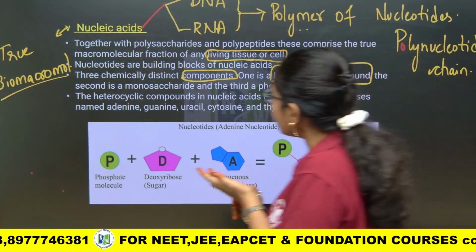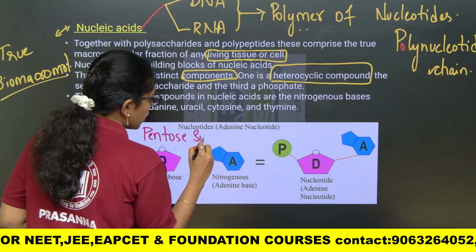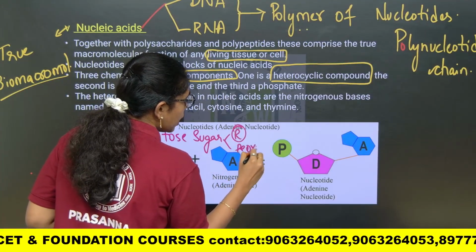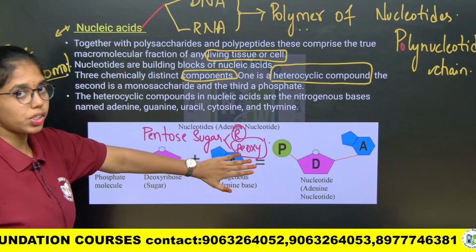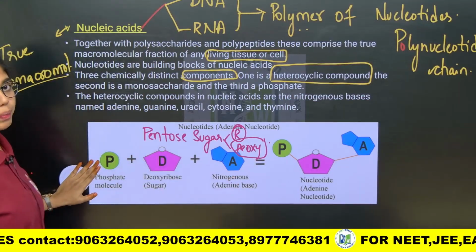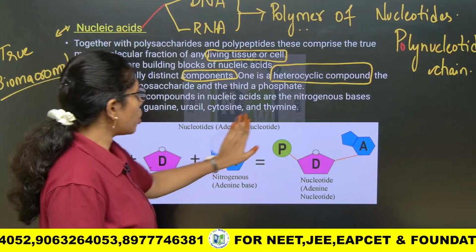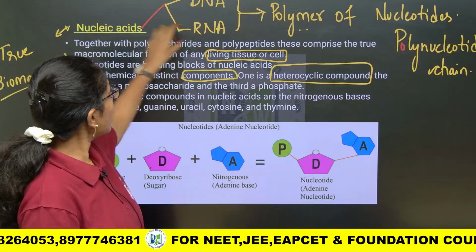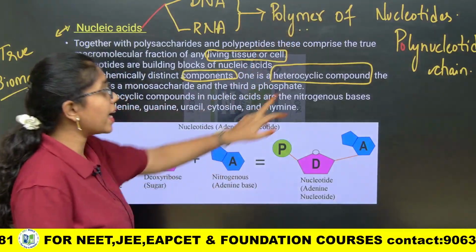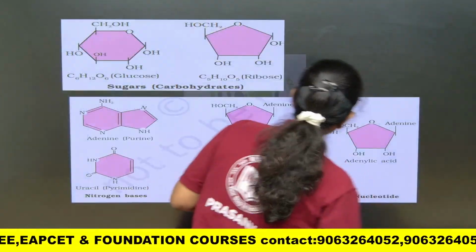It is a combination of sugar, that is pentose sugar, be it ribose or deoxyribose. I will tell you the clear differentiation between these two sugars, and sugar, nitrogen base, phosphate group will be connected. Let us discuss the linkages of this nucleotide, okay. So the gist of this is, DNA or RNA is a polynucleotide chain or polymer of nucleotides. Nucleotide is a heterocyclic compound wherein it has three components. How those components are linked, I will be telling you now.